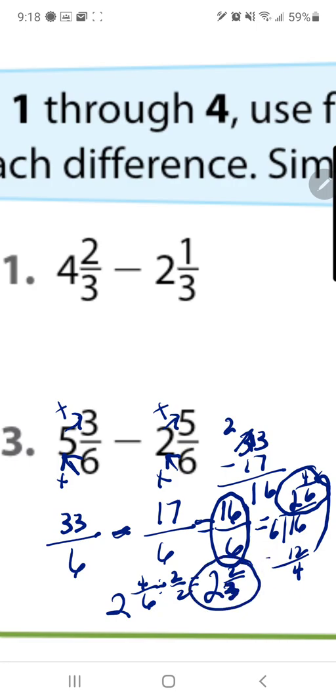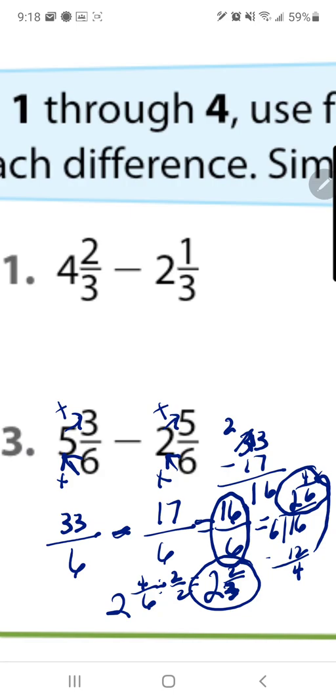So there they are. Now, how do I know that I don't have to simplify anymore? Because 2 is prime and 3 is prime. They have no common factor, right? Because they're prime numbers. So your answer for number 3 is 2 and 2/3.